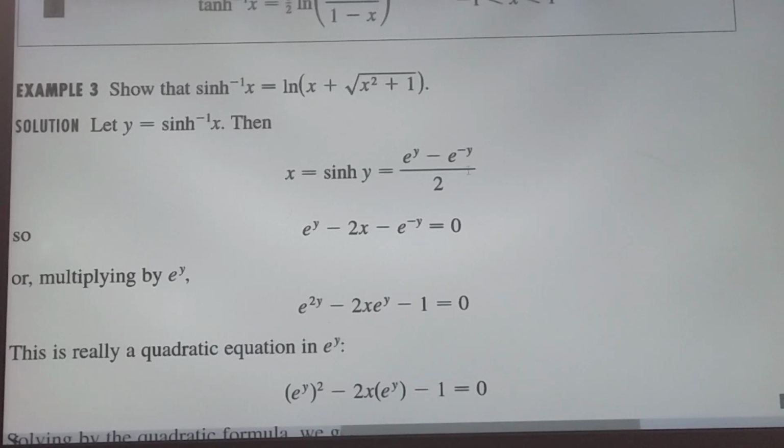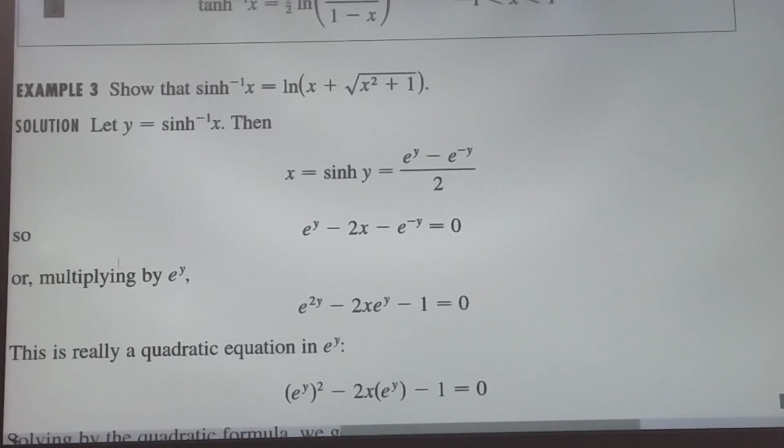We multiply both sides by what? By 2. And what are we going to get? So e to the power y minus 2x minus e to the power y. Where did this come from? So from this equation, you equate it to 0. What happened? x is equal to what? If you say x is equal to that, all right?